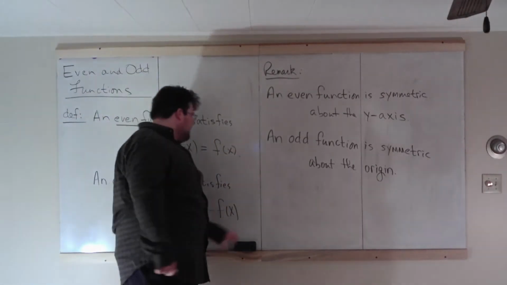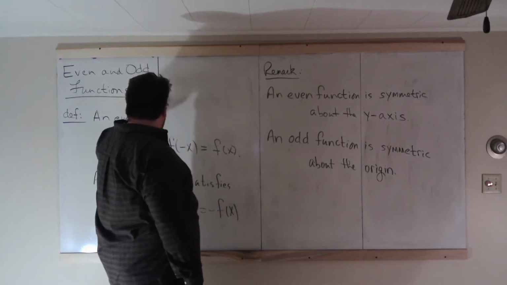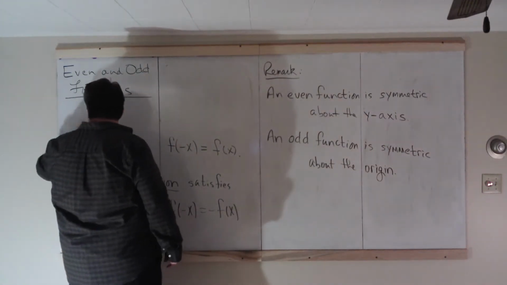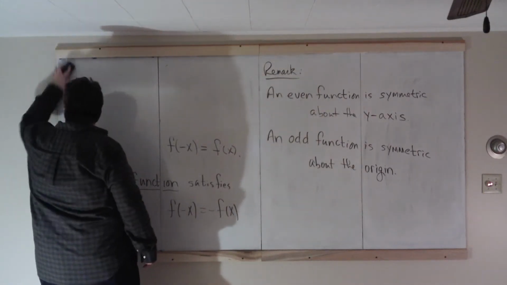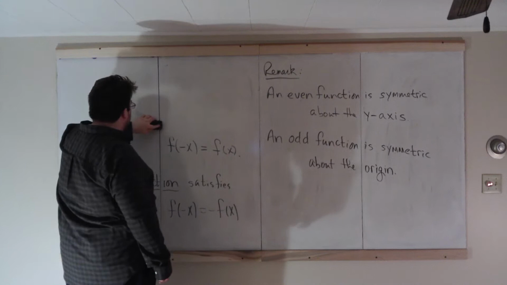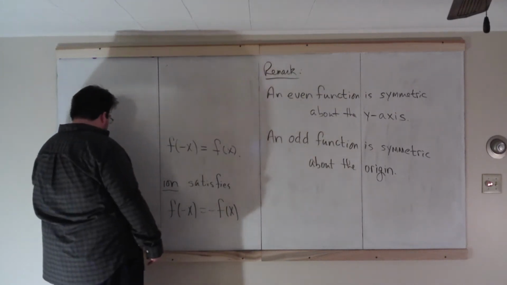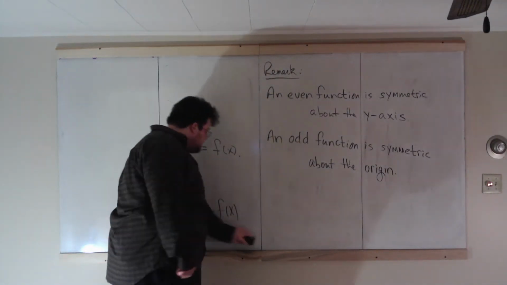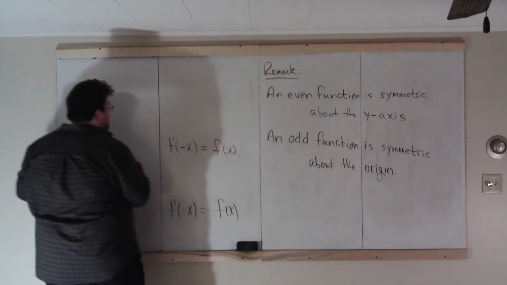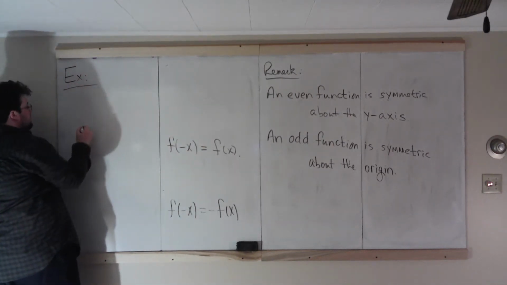They're given in this remark. An even function is symmetric about the y-axis, and an odd function is symmetric about the origin. Now, why is that? Why does this property tell us that? Well, let's look at them. An even function, for even.